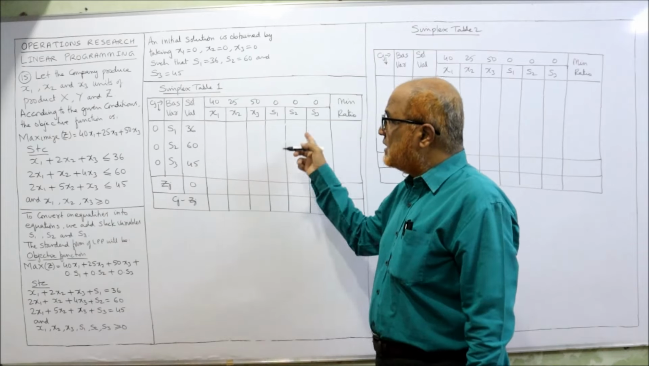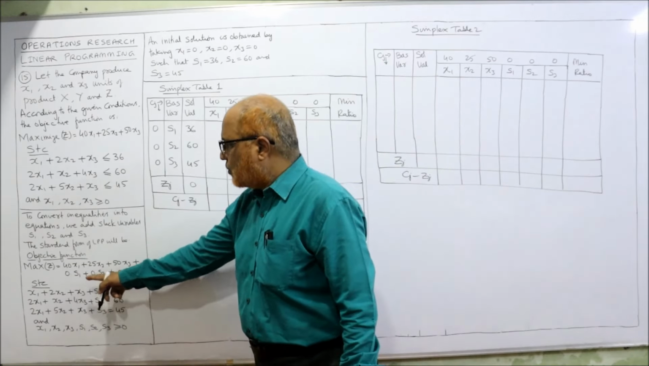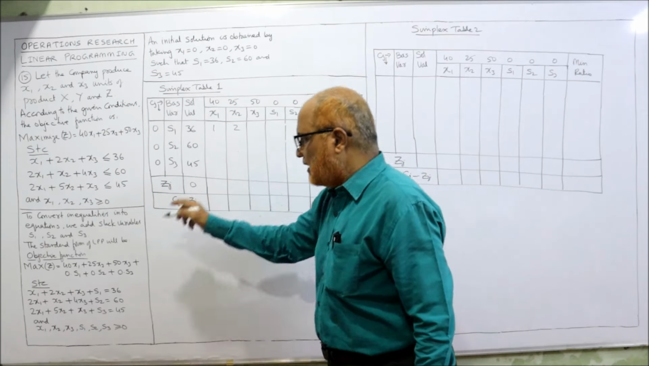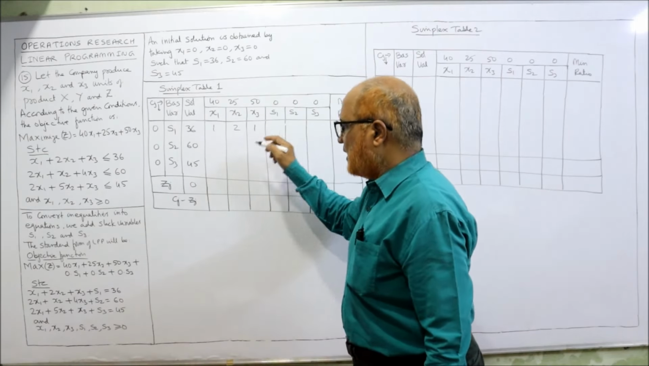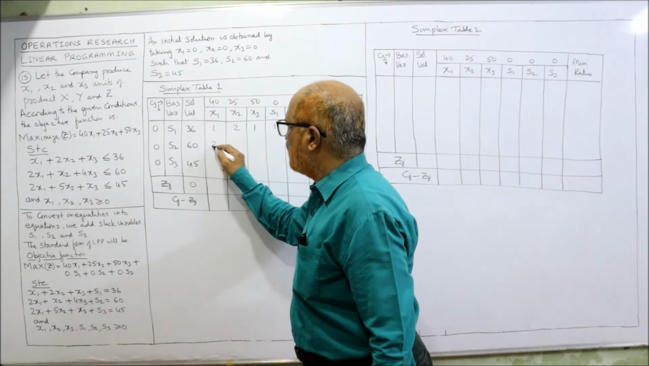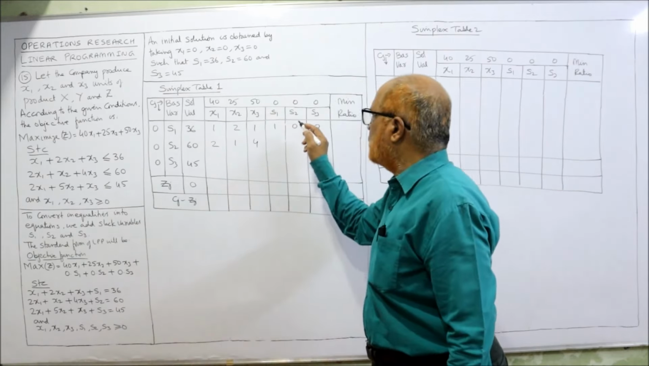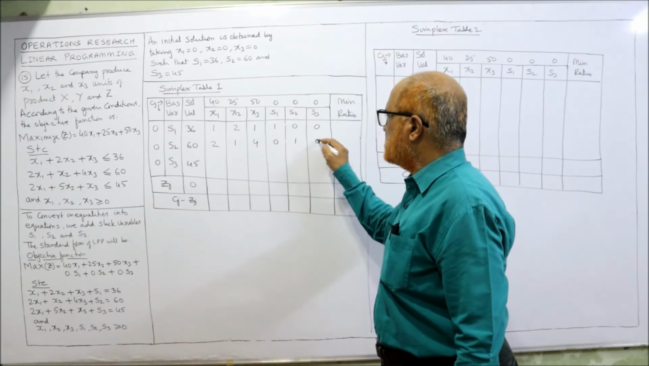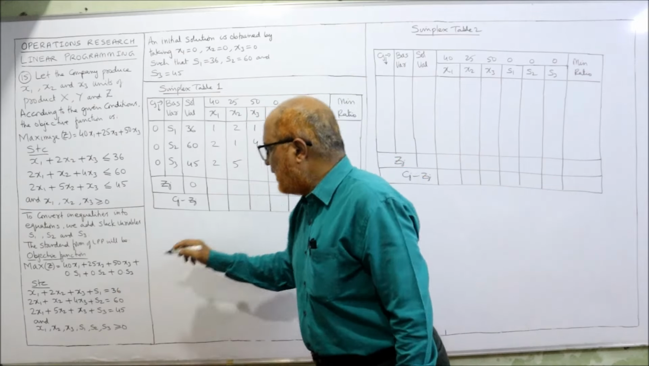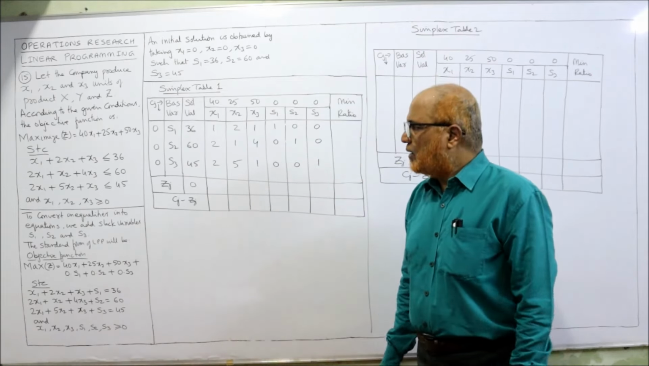Now, first of all, we need the variables in the body of this matrix. Now we'll take the coefficients of the constraints. The constraints are here. What are the coefficients? For the first constraint: 1 for x1, 2 for x2, 1 for x3, then S1 is 1, then 0, 0. Second constraint: 2 for x1, 1 for x2, 4 for x3, S2 is 1, then 0, 0. Last constraint: 2 for x1, 5 for x2, 1 for x3, then S3 is 1, remaining zeros. That's all.